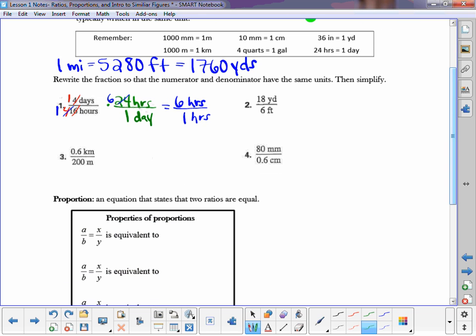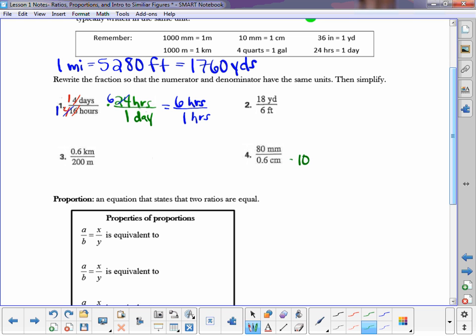Number 4, they threw in a decimal in here. Don't let that throw you off. We see we have millimeters and centimeters. Again, I recommend you go to the smaller unit. So let's convert everything to millimeters. How many millimeters are a centimeter? 10. So I want to multiply the bottom here by 10.